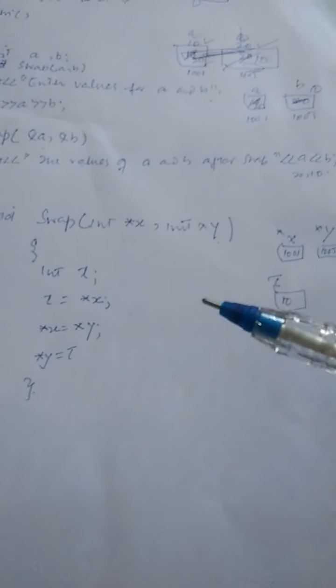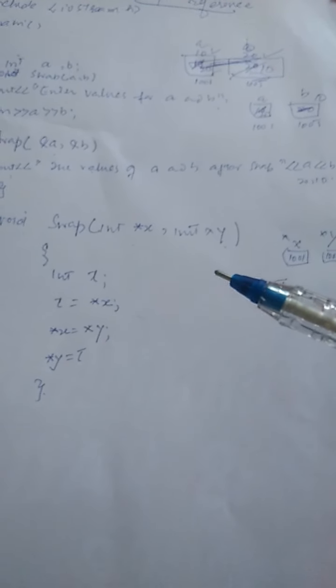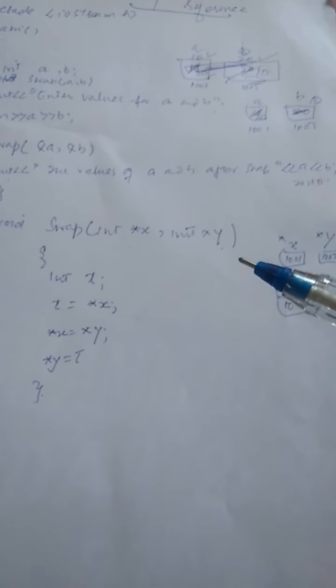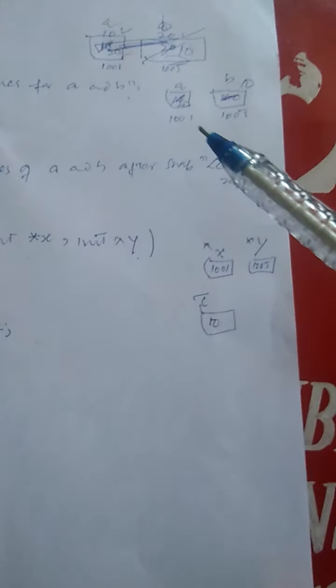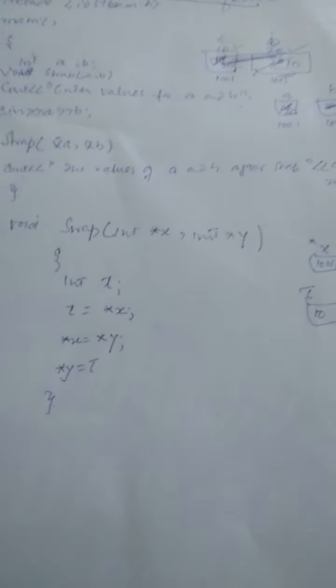So in this way, I was able to swap the two values by passing the reference, passing the address of the variables. By using pointers, I swapped the two values. I actually manipulated the actual variables over here. So through call by reference, we are able to manipulate the actual variables, while in call by value we are not able to manipulate the actual variables.